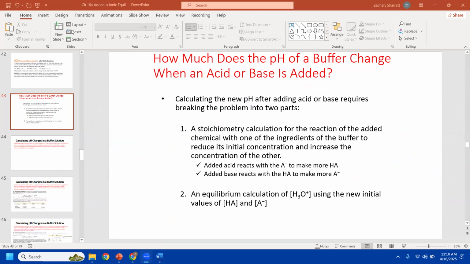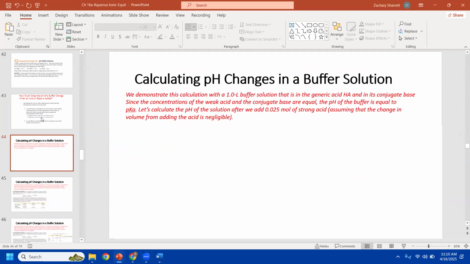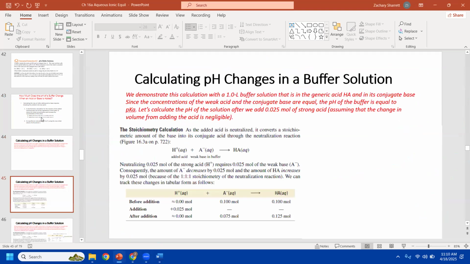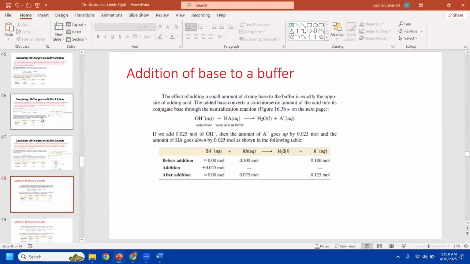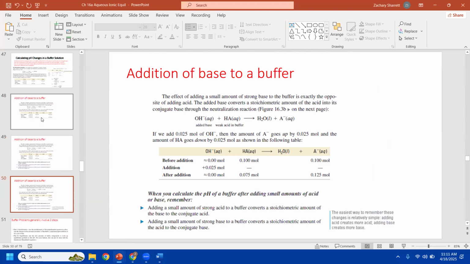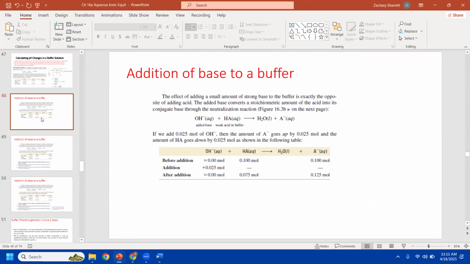Now, if we want to calculate the pH change of a solution, let's go ahead and talk about what happens when we have, so we did this last time. Let's do an actual problem, okay? Do we remember this stoichiometry table from Wednesday?